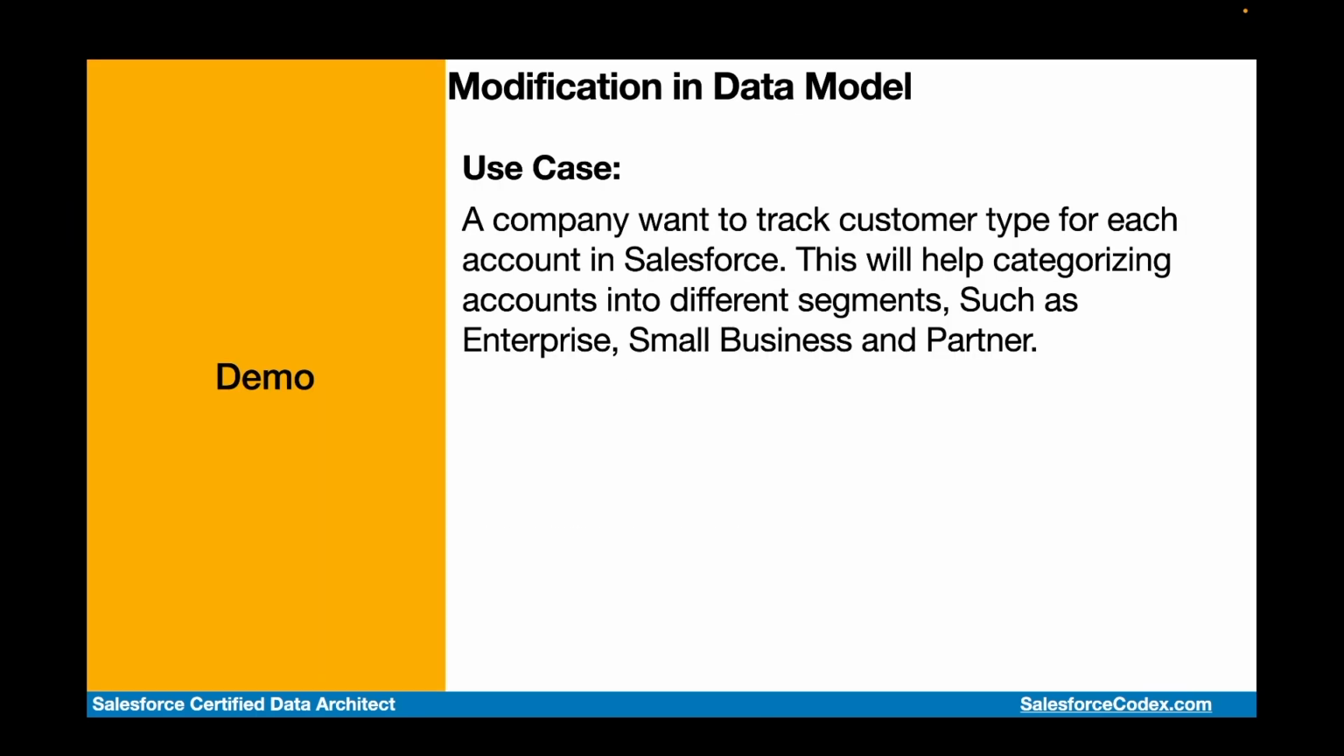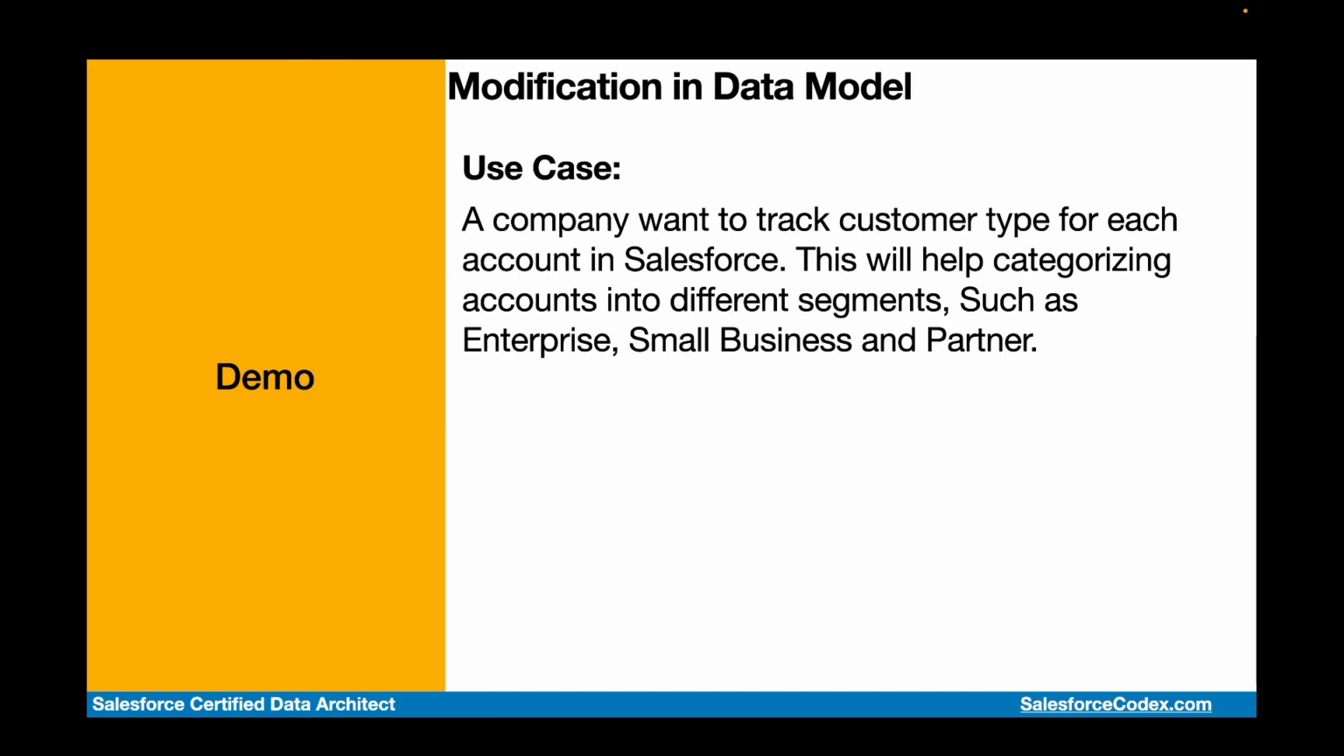So we covered the theoretical part of data modeling. Let's see how we will do the data modeling. Take an example: you, as a Salesforce data architect, get a business requirement that a company wants to track customer type for each account in Salesforce. This will help categorize accounts into different segments such as enterprise, small business, and partner. So you need to create a data model for that. How will you do that?